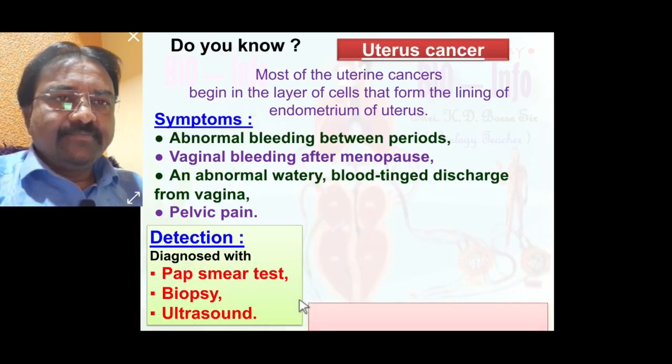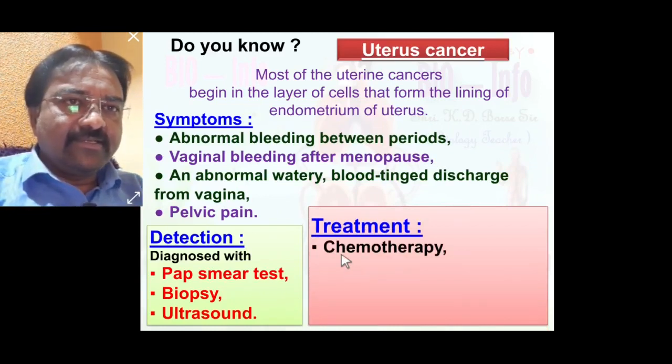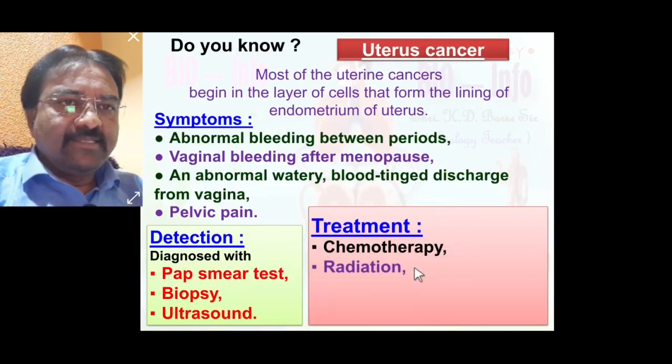Now, what are the treatment measures of uterus cancer? Chemotherapy is used, meaning some chemicals are used to kill cancerous cells. Radiation therapy is also one of the treatment measures, meaning cancerous cells are killed by radiation power.